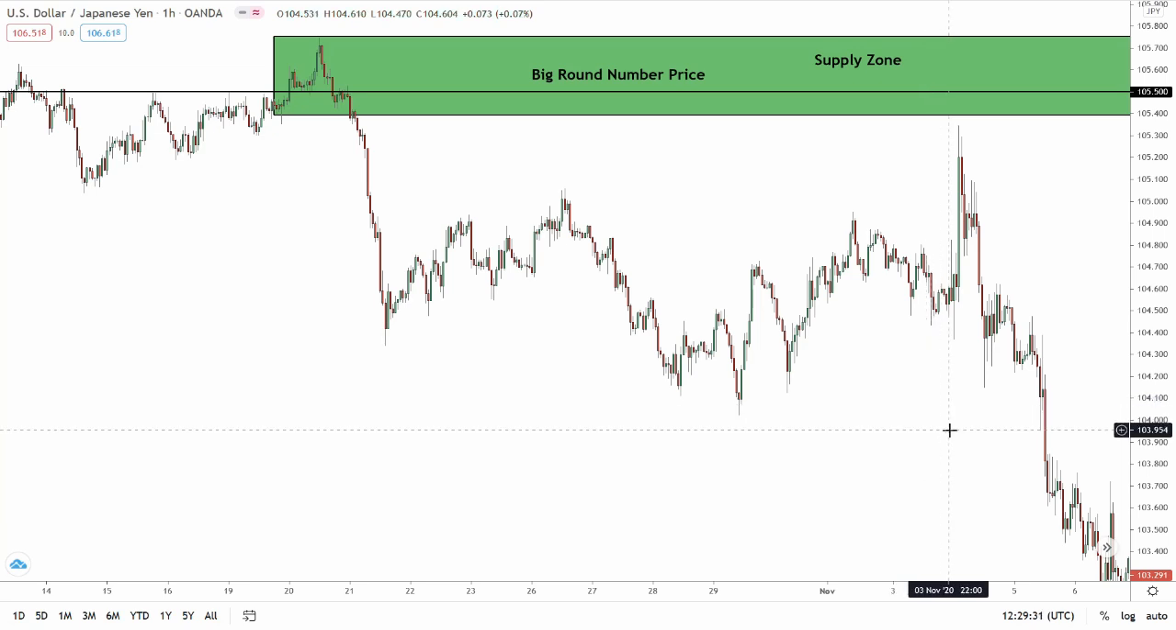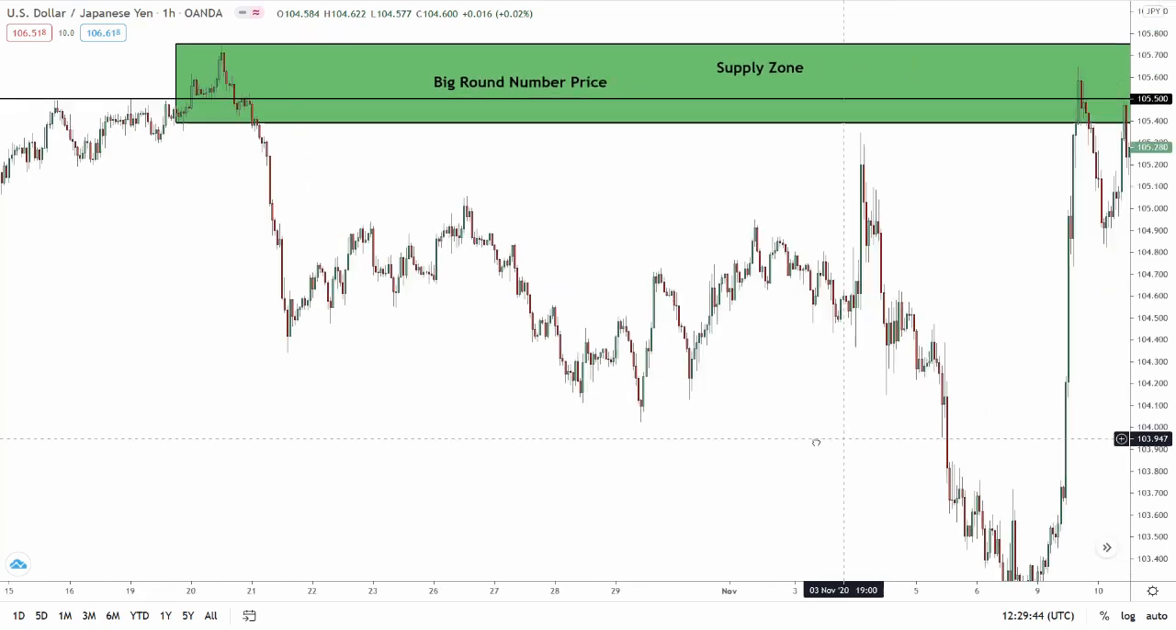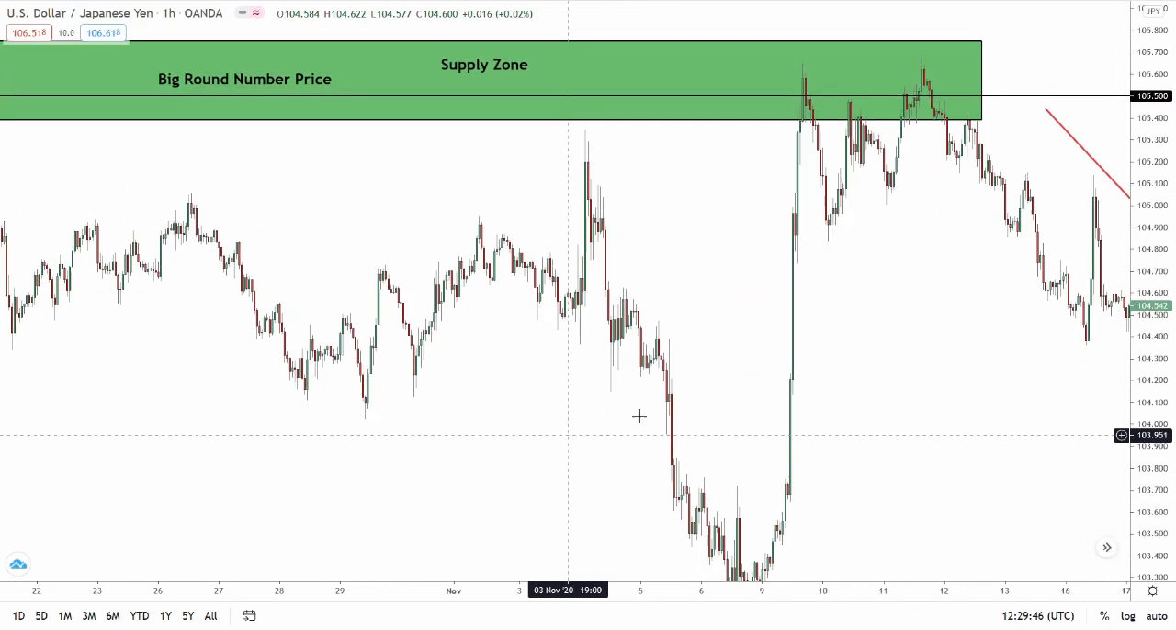Its power is increased. Price is more likely to reverse at this zone when it returns because additional orders have built up due to the big round number existing at the same point. The banks can get more positions entered, which makes a reversal more likely. And as you can see, when price returns to the zone, it reverses and a large downswing begins.